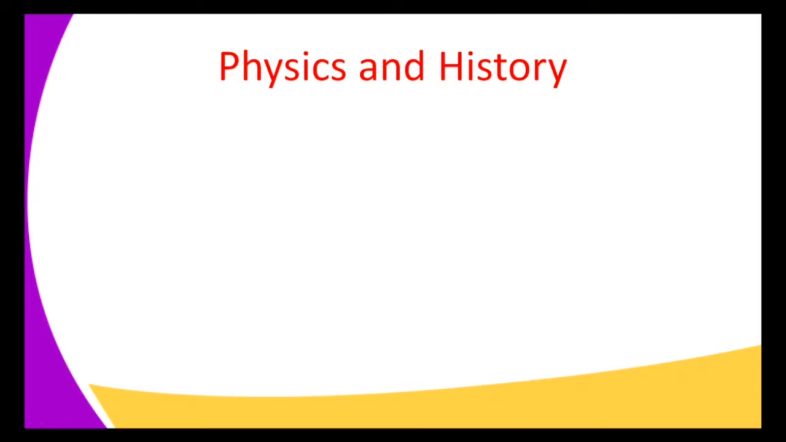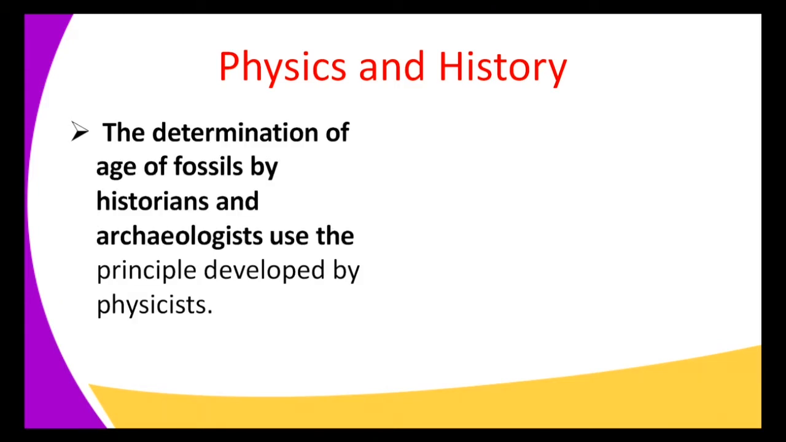Then we have physics and history. Now, the determination of the age of fossils by historians and archaeologists uses the principles developed by physicists. So if you want to determine the age of a fossil, how do you determine it? You can't count physically, but you do what we call carbon dating. Carbon dating is a concept employed by archaeologists to study the carbon content of organic compounds, dead organisms or fossils. The more carbon content in a fossil, the younger the fossil is. And how to develop this formula to determine the age of a fossil is developed in physics.